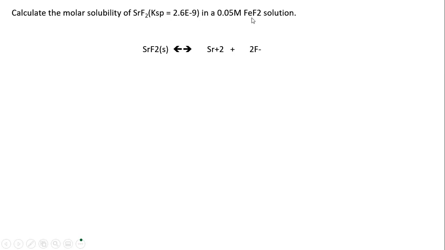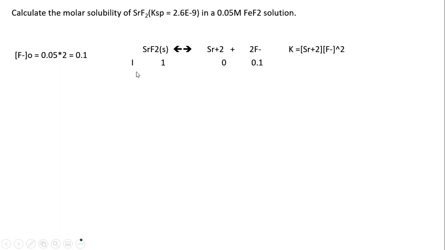Now initially we're going to have some fluoride in solution. So we need to determine the concentration of fluoride that is initial in the solution, because here you see the K expression, strontium times the fluoride concentration squared. And so the initial fluoride concentration is going to be 0.1 molar, because here we have FeF2. For every 1 mole of FeF2, we have 2 moles of fluoride.